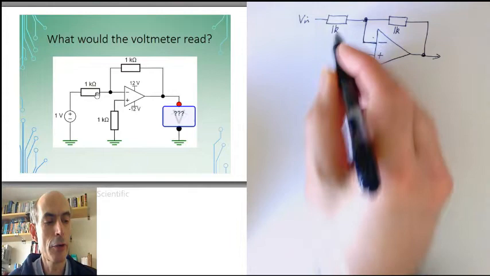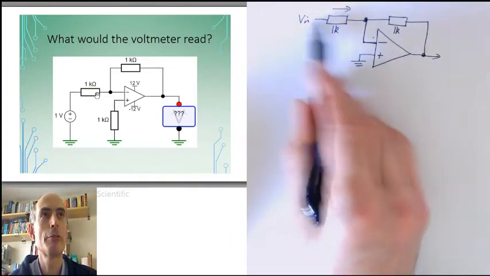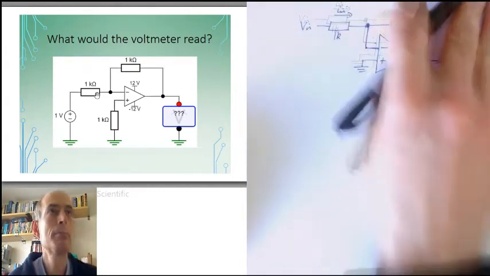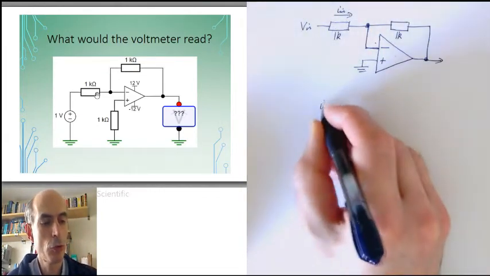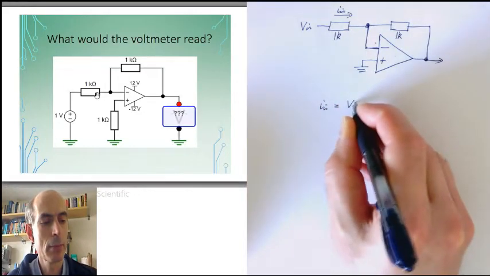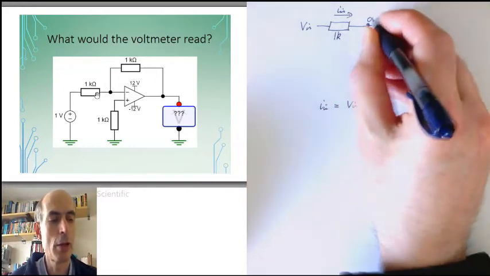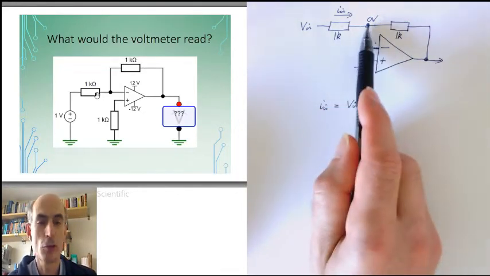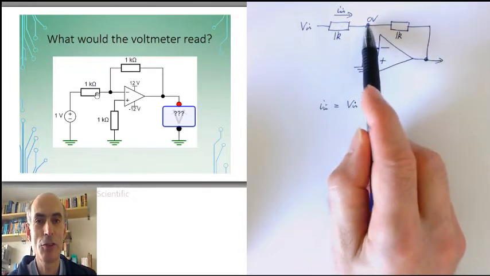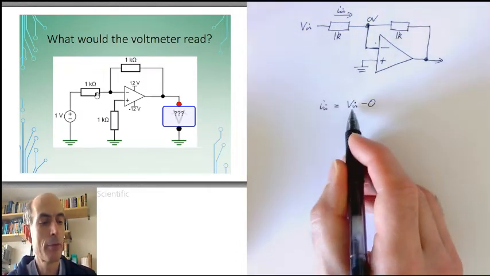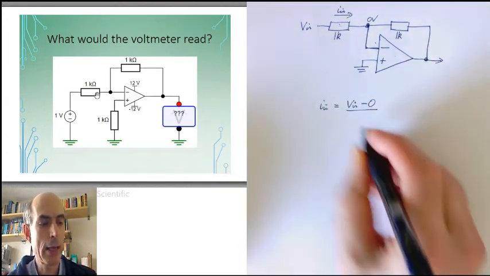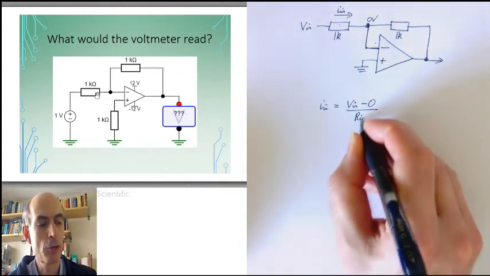Therefore, the current flowing through this 1K resistor from V in, I'll call it I in, is just going to be equal to V in minus 0, because this point here is at 0 volts. It's sometimes called a virtual ground or virtual earth because it's kept at 0 volts, although it's not actually connected to ground. V in minus 0 divided by this resistor here, which at the moment is 1K. In general, I could call that R in.